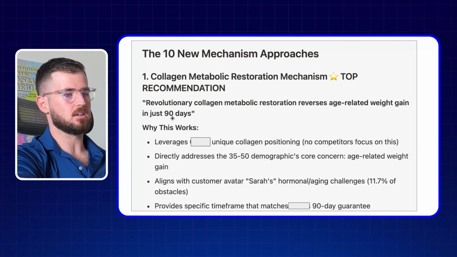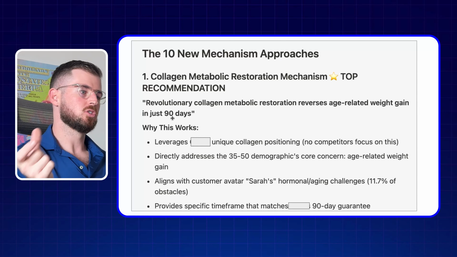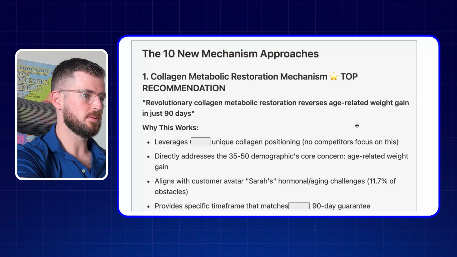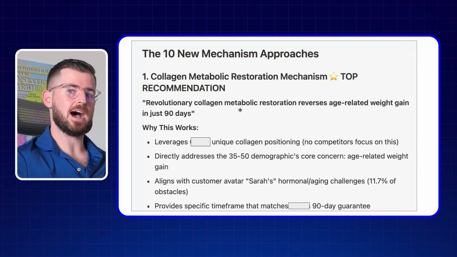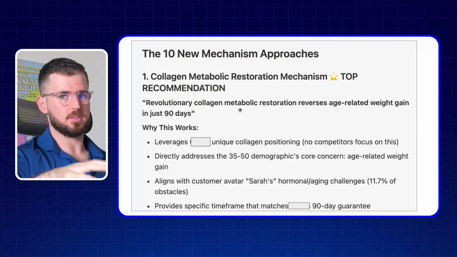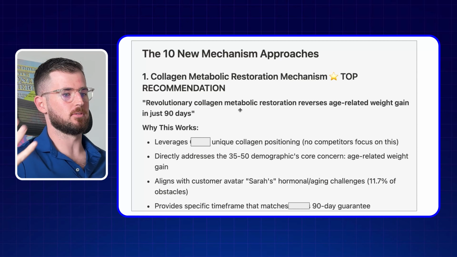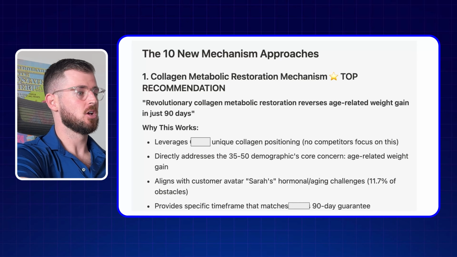I don't like giving time periods to weight offers because you have a high risk of rejections and stuff. But to be fair here, we're not calling out the number on the scale. We're not saying you're going to lose 20 pounds in 90 days. We're just saying it reverses age-related gain in 90 days. So let's keep on going.